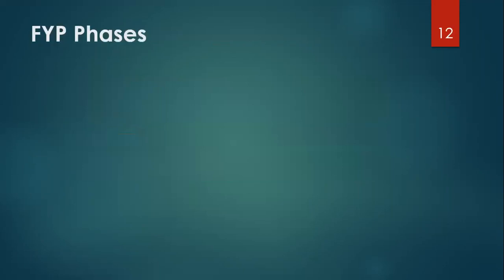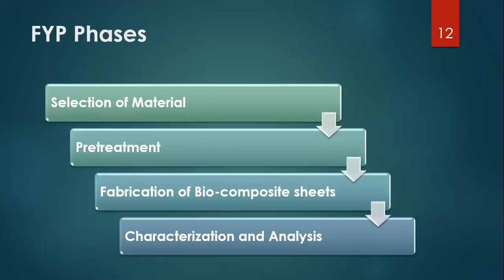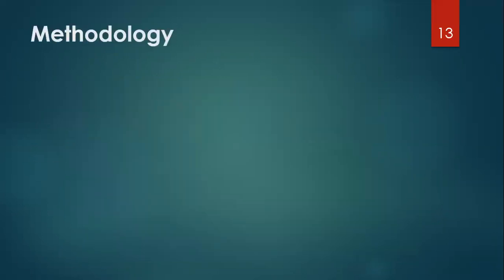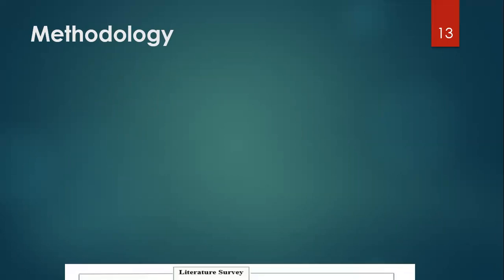Okay. These are the following phases which we are following in our final year project. First one is selection of material, then pre-treatment, and then we have to fabricate biocomposite sheets, and then characterization and analysis. Okay. There are so many methodologies to fabricate biocomposite sheets, but here is the one which we adopted.